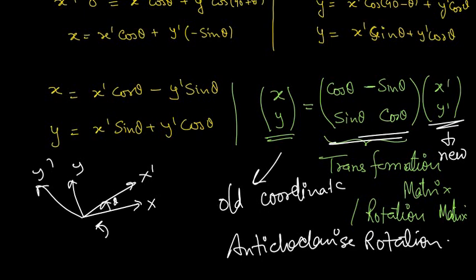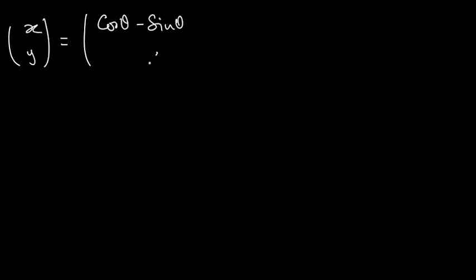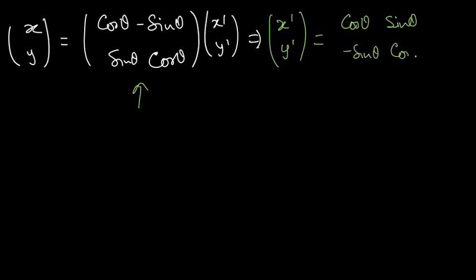So if you want to find the transformation matrix with respect to x prime and y prime, let's do it here. So I get x, y is equal to cos theta, minus sine theta, sine theta, cos theta, times x prime, y prime. You just take the inverse of this matrix and do multiplication, and you will get x prime, y prime. So it will become cos theta, sine theta, minus sine theta, cos theta, and now this multiplies your x and y.